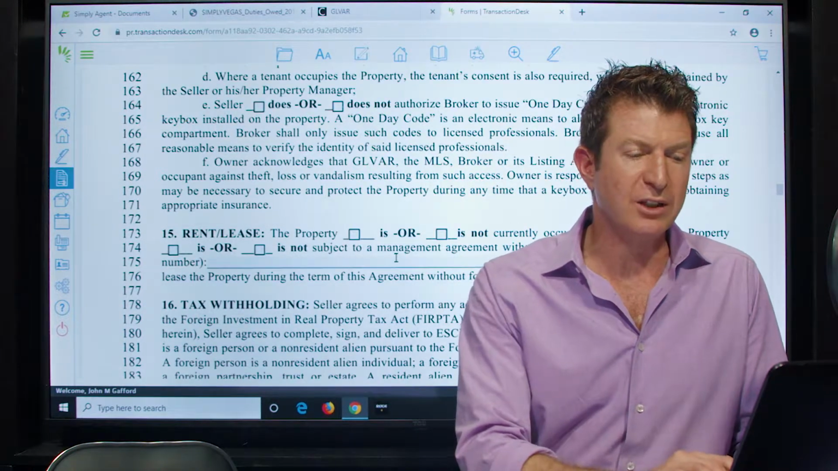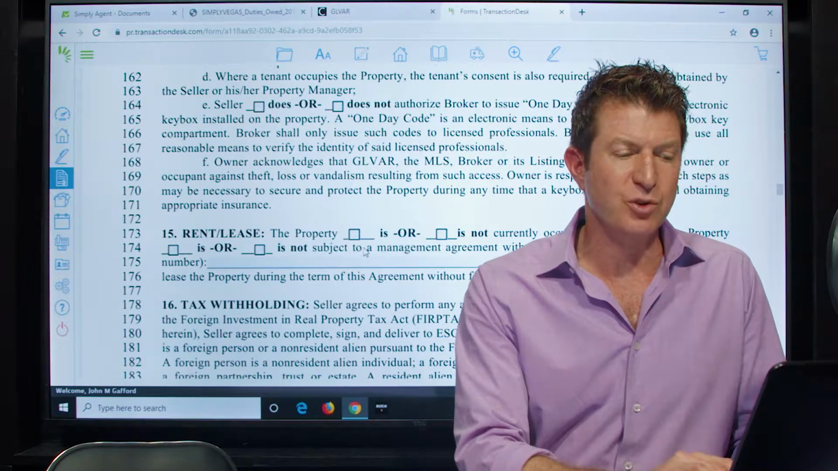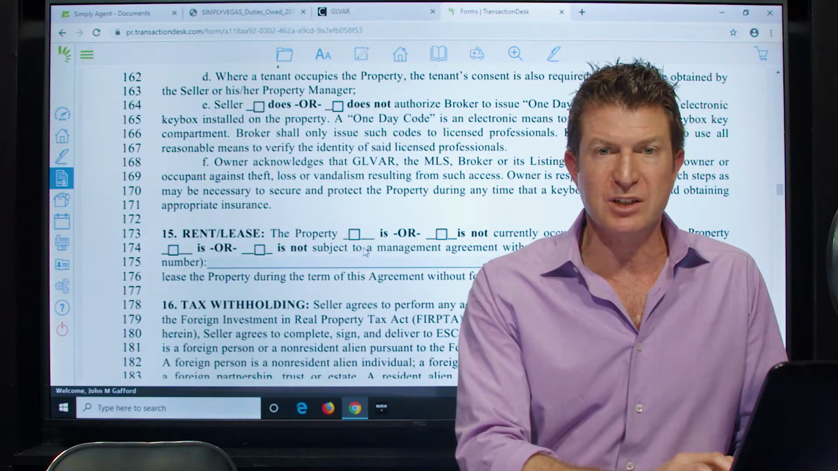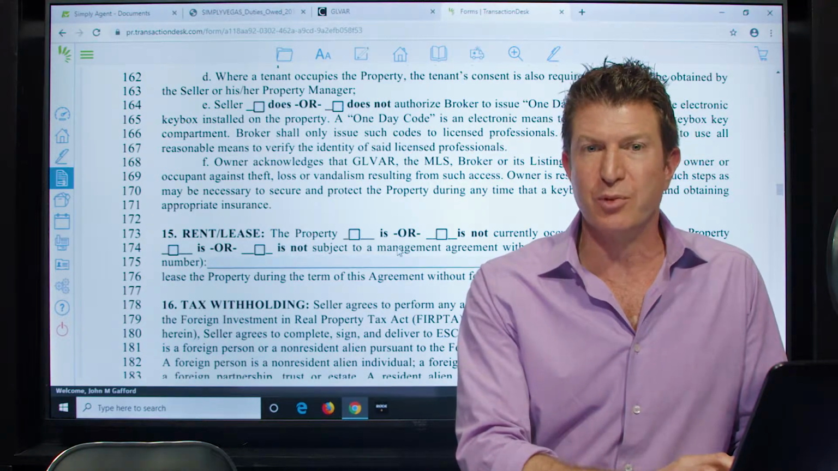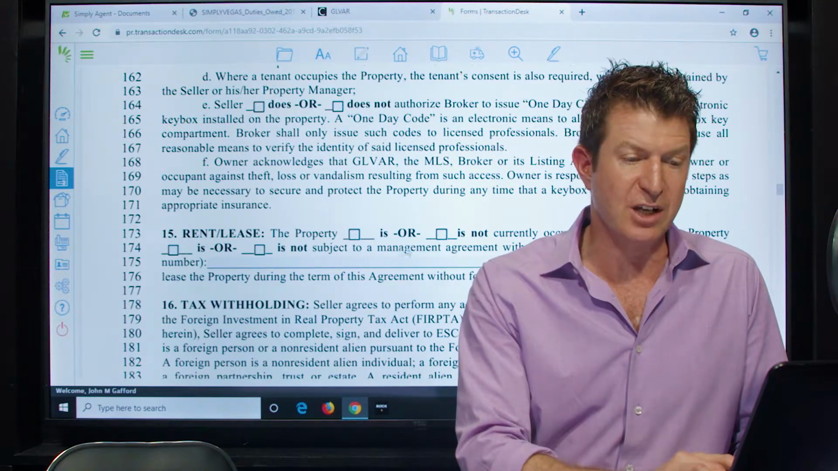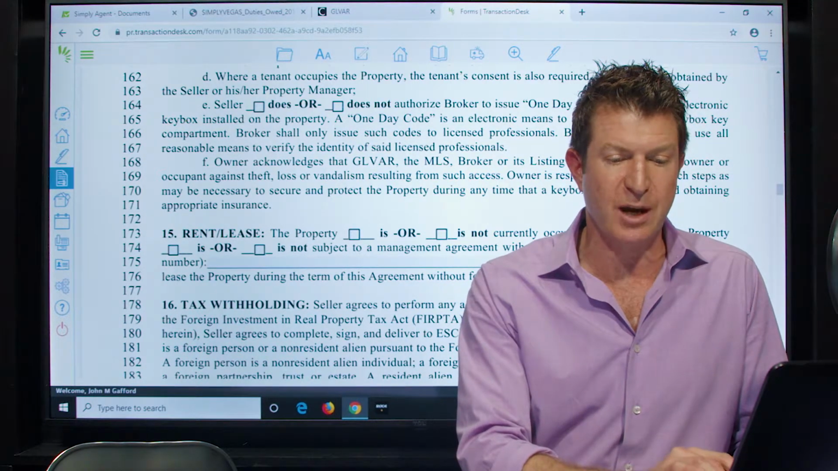Going through to rental or lease of property, again, this deals with whether or not the property is currently occupied by a tenant. We need to make sure the tenant knows the property is being shown, phone number, etc., and that needs to be disclosed at that portion.